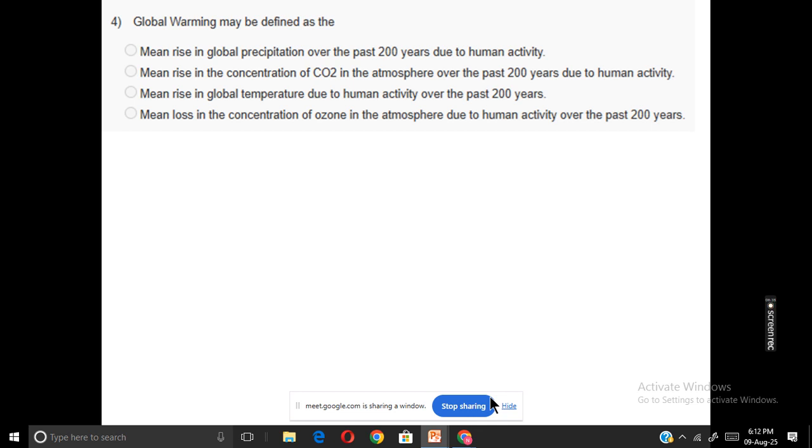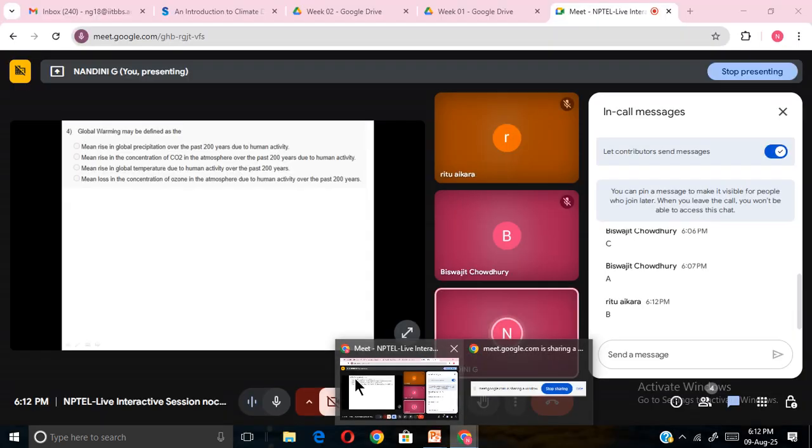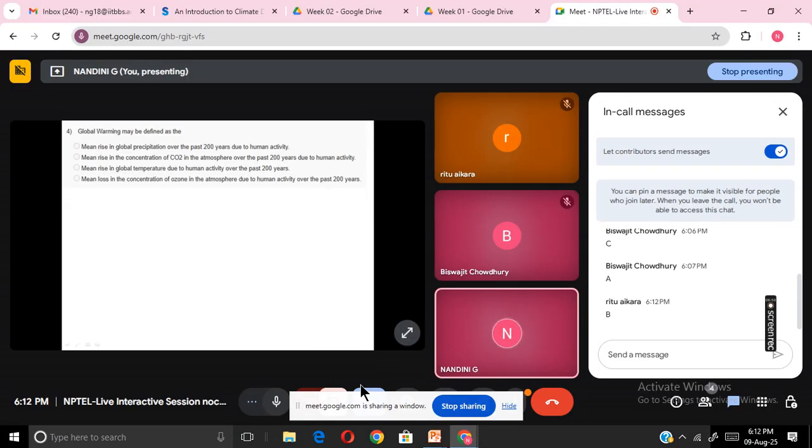The next question is: global warming may be defined as an increase in global precipitation, a rise in the concentration of carbon dioxide, a rise in global temperature, or a rise in the concentration of ozone. When we talk about global warming, which particular variable are we actually looking at?